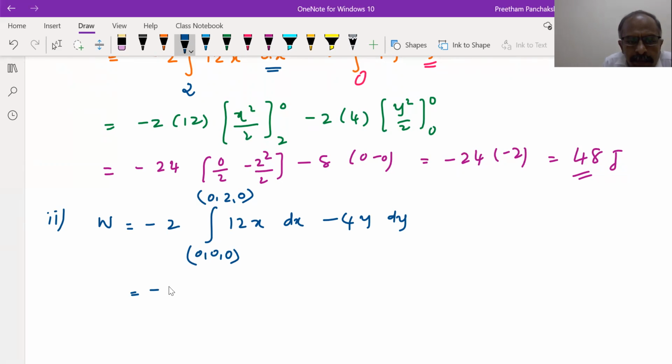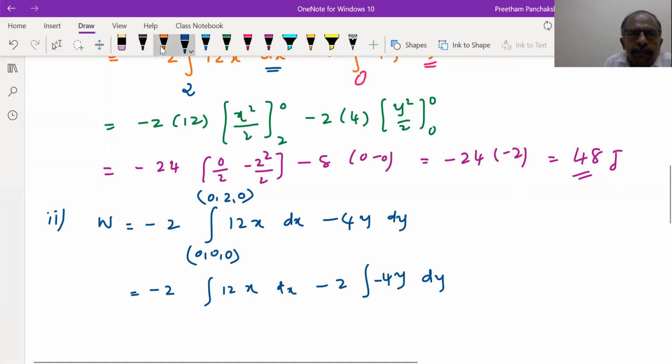As usual, we separate the integrals: 12x dx minus 2, minus 4y dy. We shall give the limits accordingly. So here is dx. X is the variable, so we are going from limit 0 to 0. As you know, along the x-axis, 0 to 0, no change. So dx will be 0. Change in x will be 0. The entire integration goes to 0.